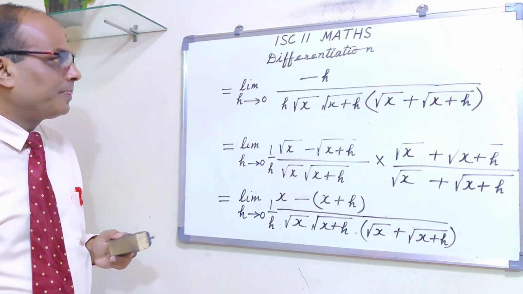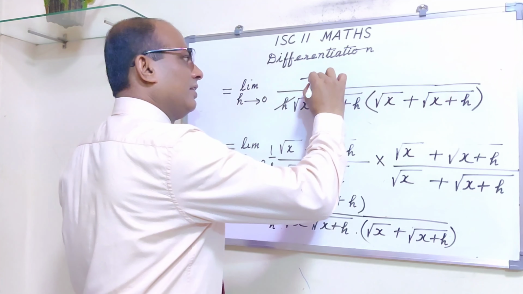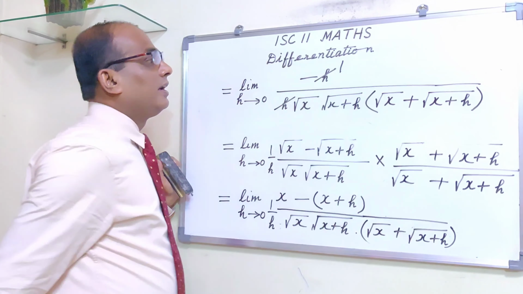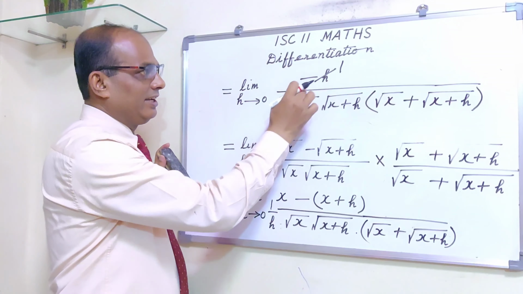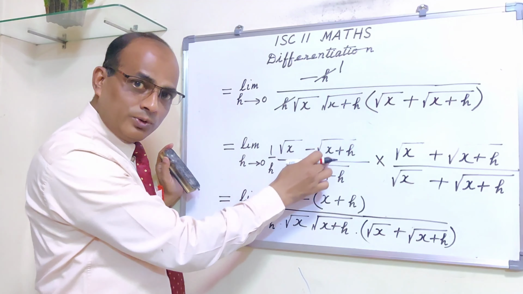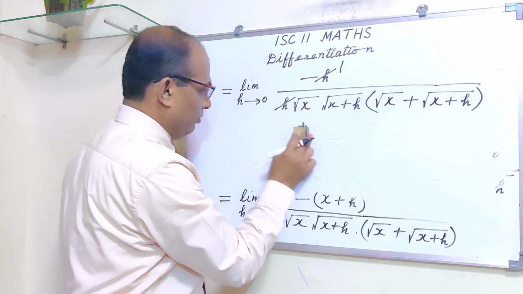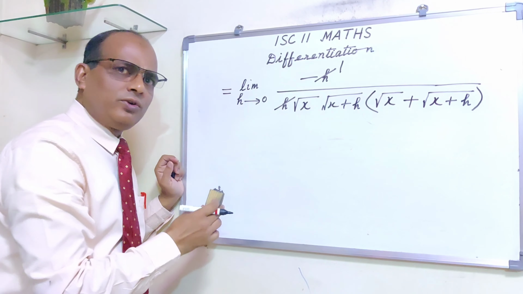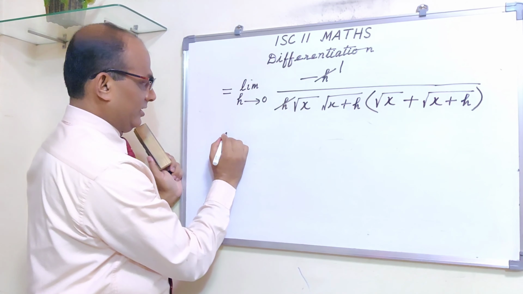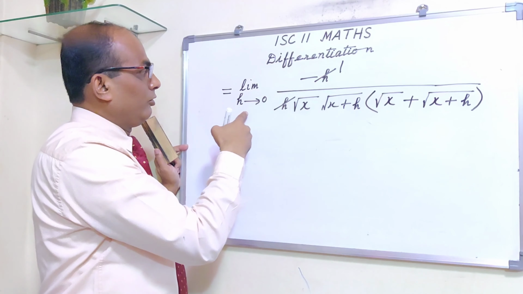What do you say? Fine. Now this h and this h cancel, so you are getting minus 1 upon that. Also one step you can note down: minus 1 upon this, and then after that you can put the limit, the value of h as 0. Now let us see if we are getting 0 upon 0 form or not. We will not. Now you put h equal to 0.